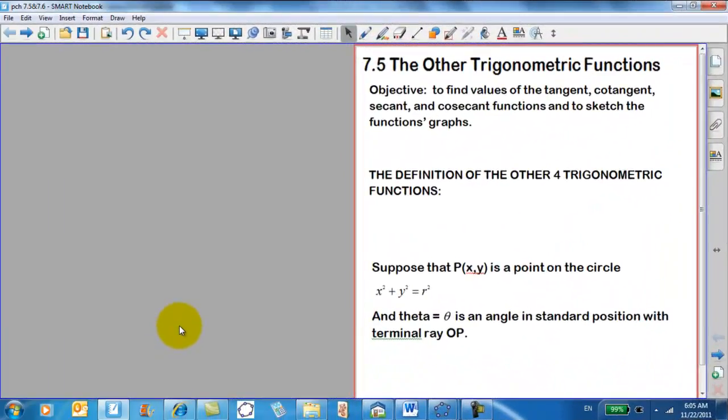Welcome, pre-calc honors students. Here we are with the other trigonometric functions, and we're going to try and learn how to sketch these as well. So let's look at the definition of the other four trigonometric functions. They start off the same way with a point on a circle, x squared plus y squared equals r squared, and theta is the angle in standard position.